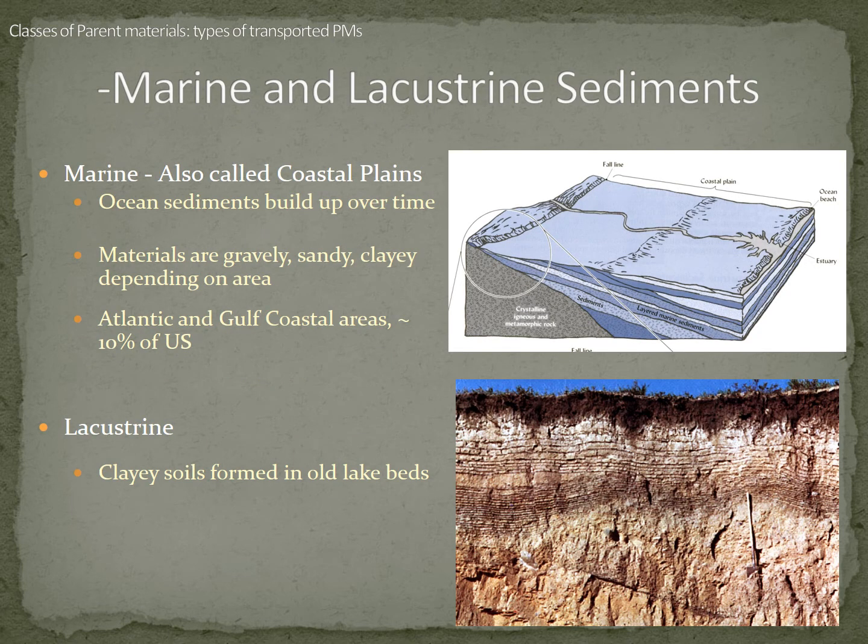Let's move into marine and lacustrine sediments. Marine sediments, also called coastal plain sediments, are ocean sediments that are built up over time. Okay? Generally, these materials are gravelly, sandy, clay, depending on the area, basically. The Atlantic and Gulf coastal areas make up about 10% of the United States. Okay, so the coastal plain includes the fall line, which is basically the shore moving all the way out to the ocean beach, okay, which is where everybody likes to hang out.